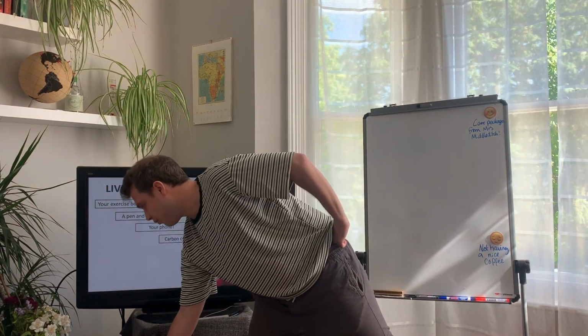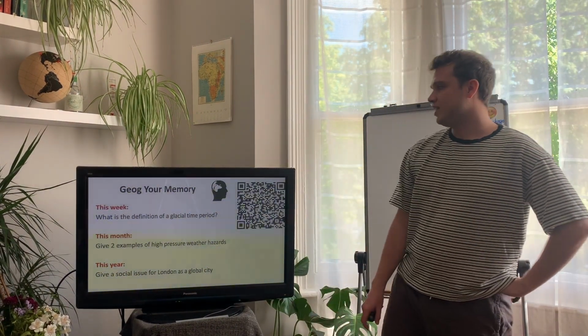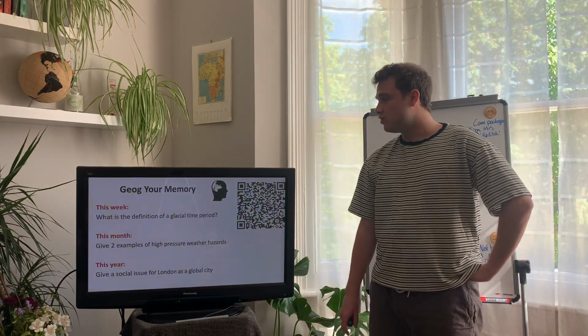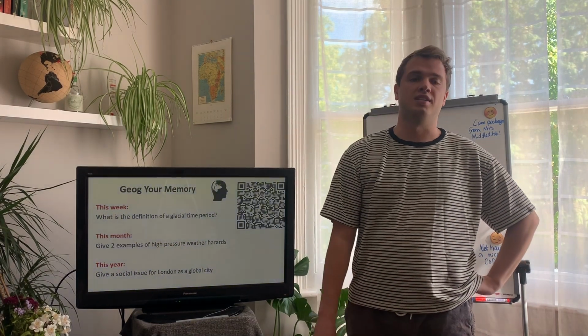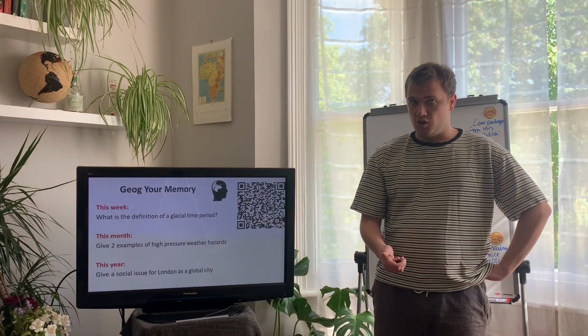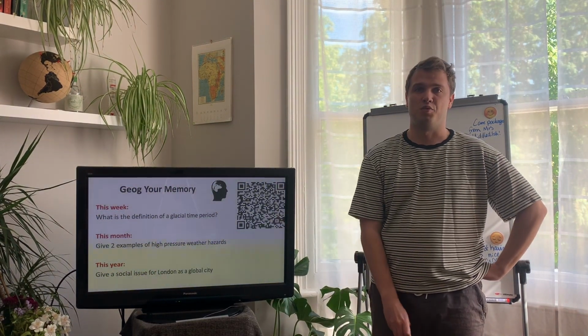Okay, so we will get started as usual with our jog your memory. So 3 quick questions. What is the definition of a glacial time period? Give 2 examples of high pressure weather hazards, and give a social issue for London as a global city. So pause your phones, scan the QR code, big juicy, stay home today, and have a go at this for me.